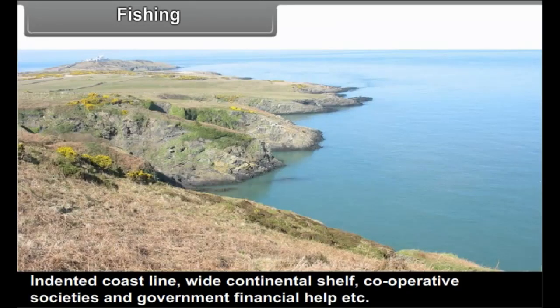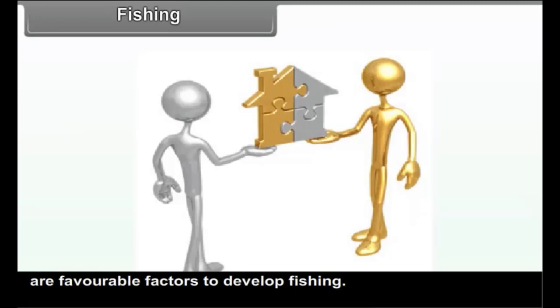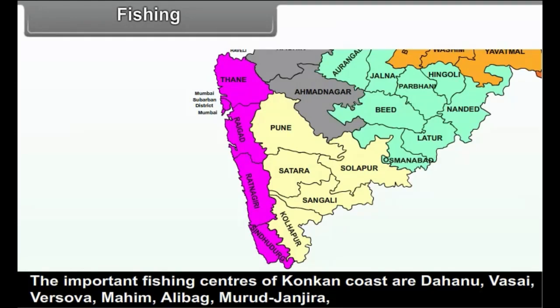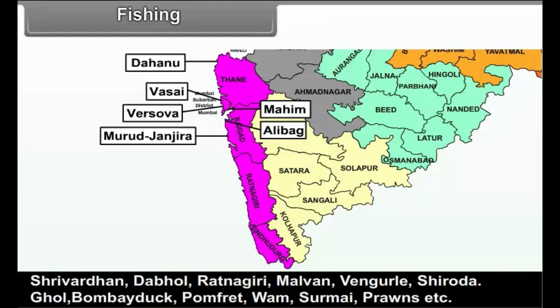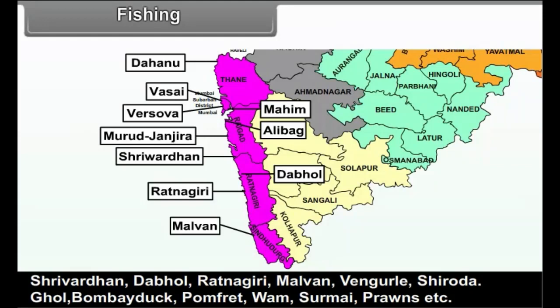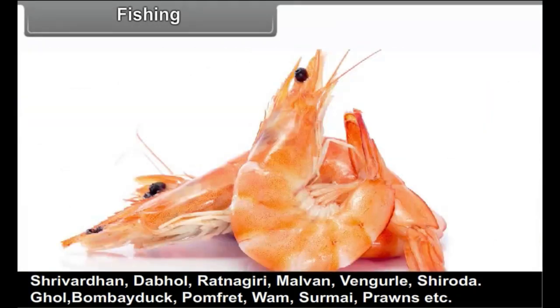Indented coastline, wide continental shelf, cooperative societies and government financial help, etc. are favorable factors to develop fishing. The important fishing centers of Konkan coast are Dahanu, Vasai, Versova, Mahim, Alibag, Murud, Janjira, Shrivardhan, Dabhol, Ratnagiri, Malwan, Vengurla, Shiroda.